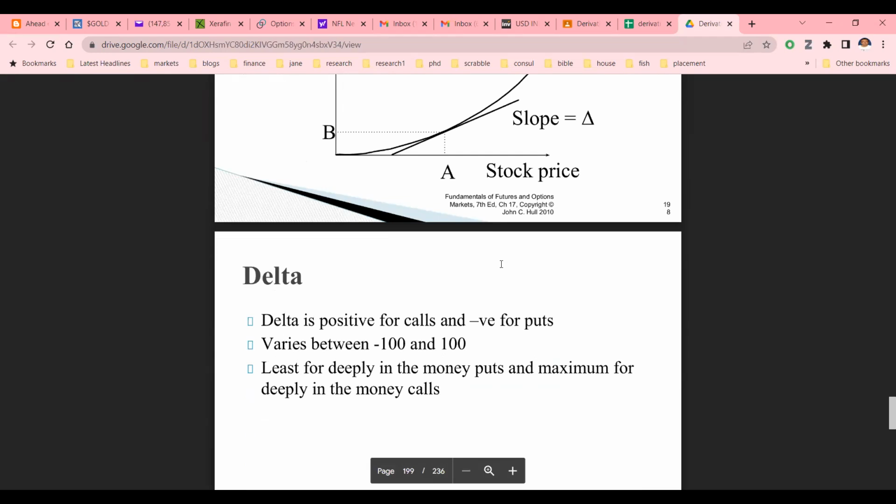So for deeply in the money puts, it will be the lowest, and for deeply in the money calls, it will be the highest. So 100 will be for very deeply in the money calls, and minus 100 for very deeply in the money puts.